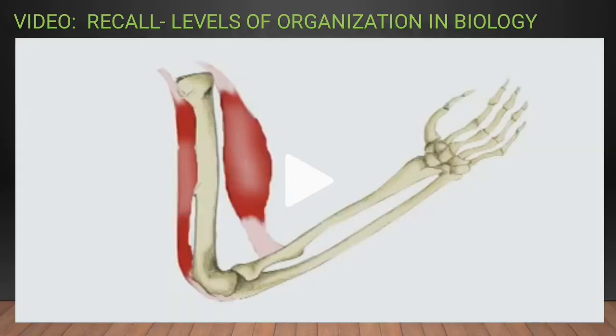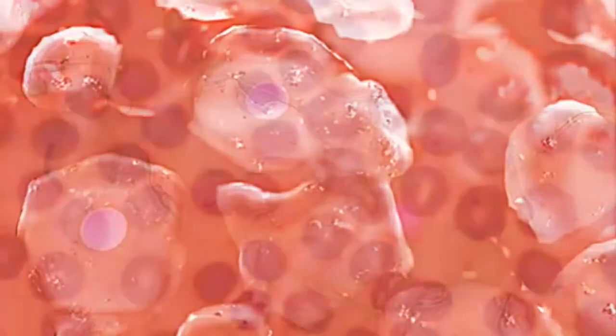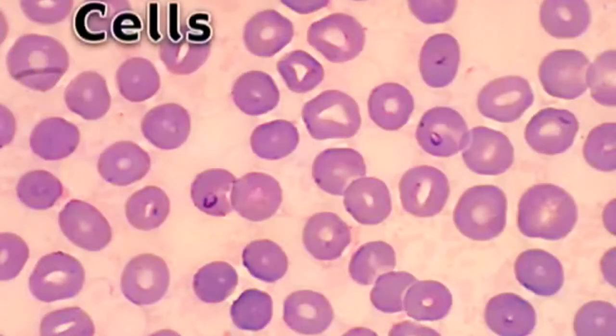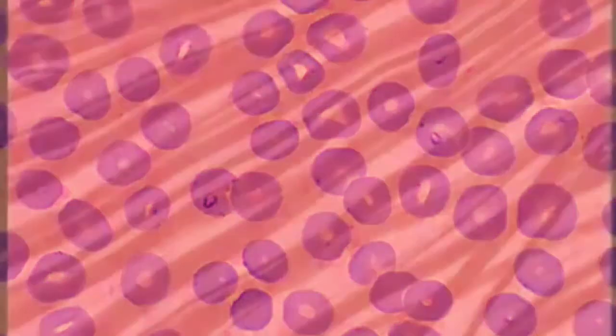Let us recall the levels of organization of living organisms. From this, we will examine and describe how similar cells associate together to form tissues. If you were to take a close-up look at your body with a microscope, you'd see that it's made up of millions and millions of cells. Cells are the basic building blocks of the human body. A group of similar cells that works together forms tissue.